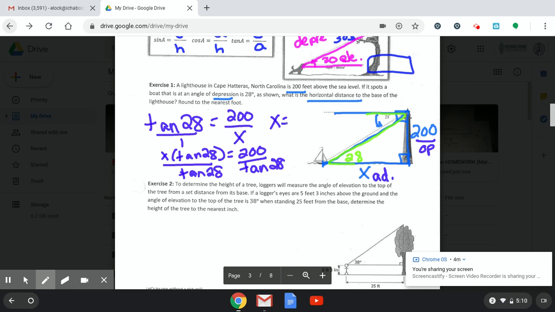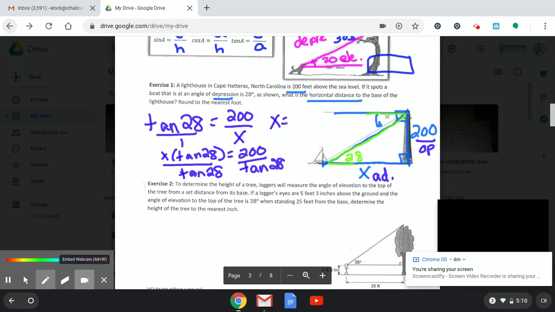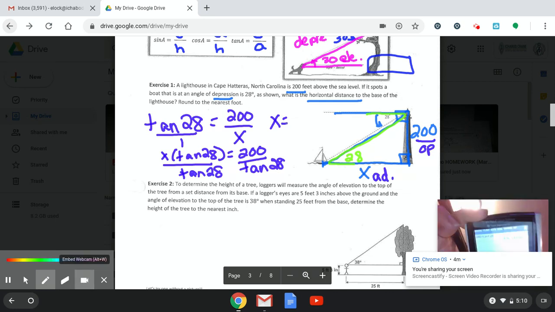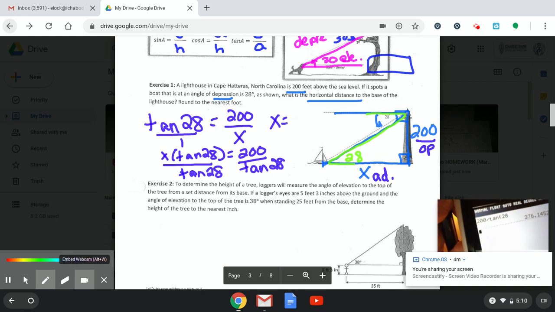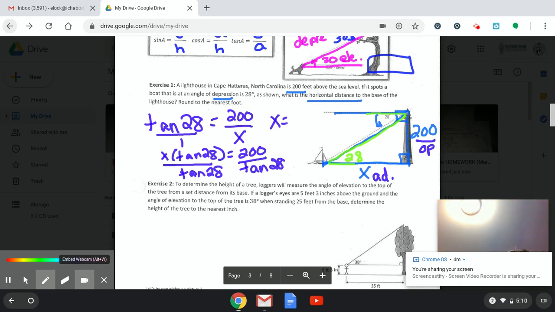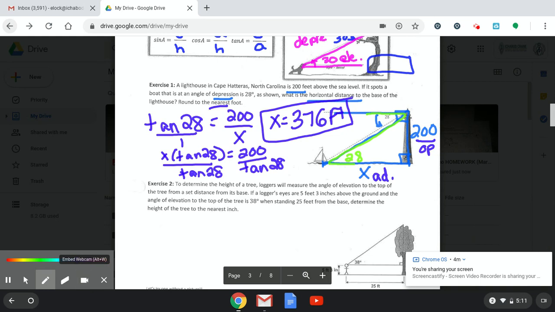So in our case, x will equal, I'll show you here on my calculator, when we type in 200 times tan 28, we get 376.14529. And they're asking us to round to the nearest foot. So we're going to round to 376 feet. Moving down to exercise 2.